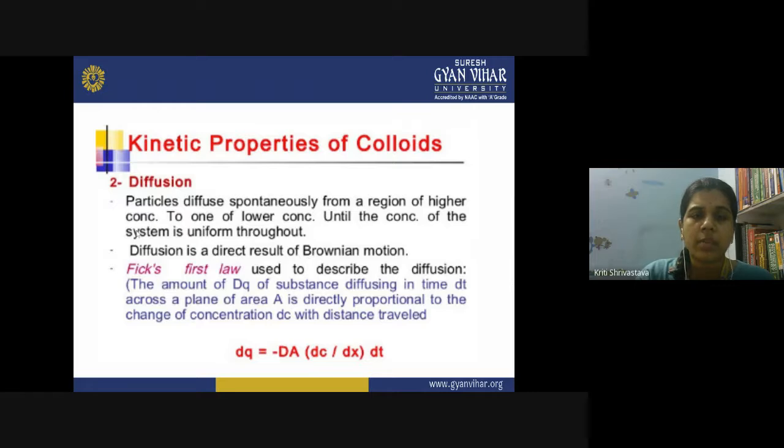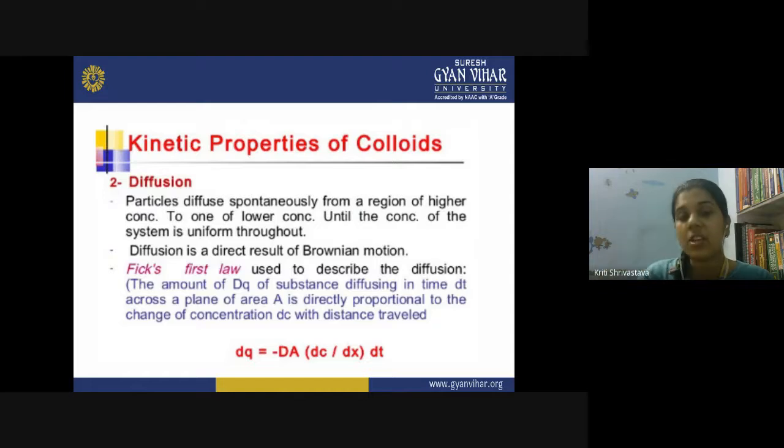Diffusion is a very important property, again related to the motion of the colloidal particles. Here we have Fick's law, which is used to describe diffusion. So what is this Fick's law? The amount dq of substance diffusing in time dt across a plane area A is directly proportional to the change of concentration dc with distance travelled. This is Fick's law.